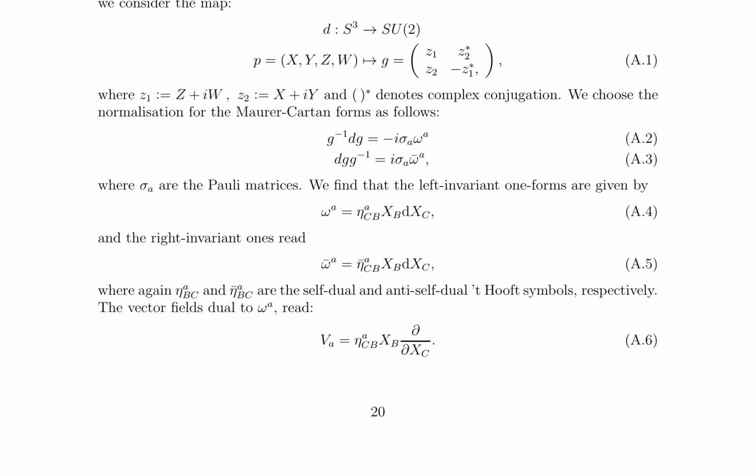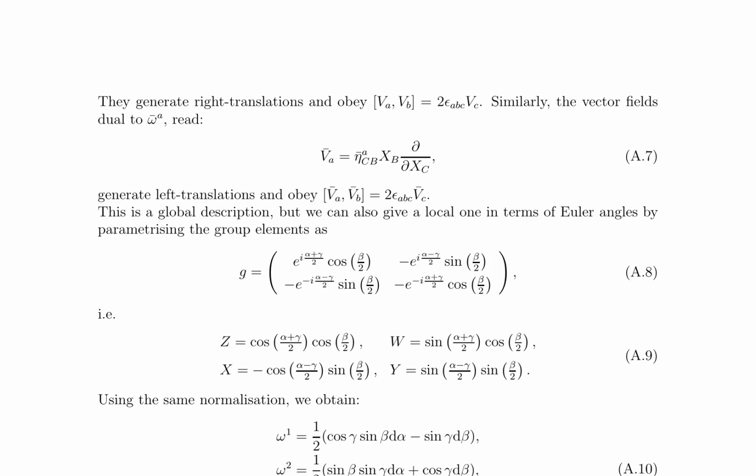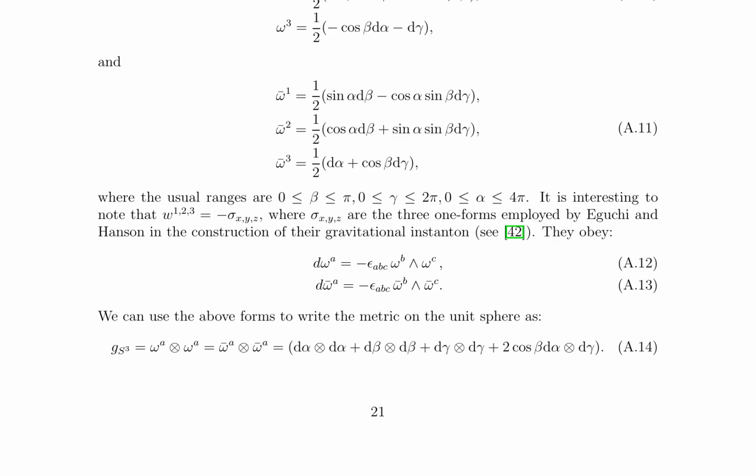It then delves into the geometrical objects, specifically reviewing left and right invariant vector fields and the Maurer-Cartan forms on S³, asymptotically equal to SU(2). The discussion includes the global and local descriptions of these forms, highlighting their significance in the context of the diffeomorphism between S³ and SU(2). The summary also details the vector fields dual to these forms, their properties, and their roles in generating translations. It concludes with the metric on the unit sphere, demonstrating how the forms can be used to construct it. Throughout, the text maintains a technical and professional tone.